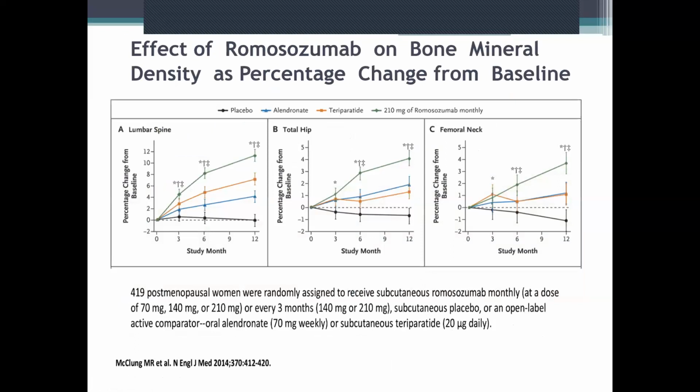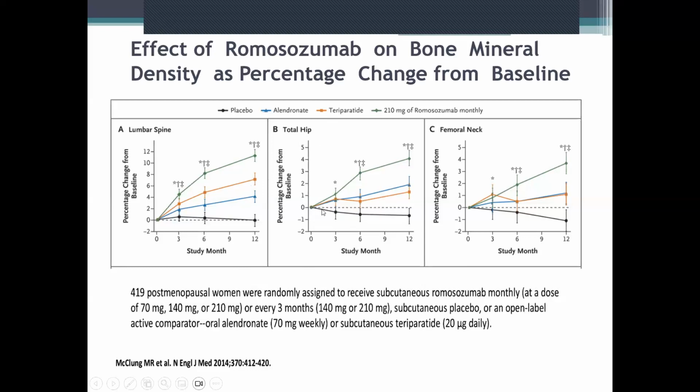So how does the new agent compare to all our existing agents? I've already looked at the table. It's a very powerful anabolic agent. So you can see when we look at BMD gains in the lumbar spine, it's actually much higher than even that of teriparatide. Of course, teriparatide, any anabolic agent, would be higher than an anti-resorptive agent.